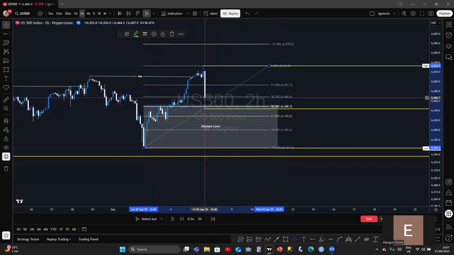But sometimes it might not go that deep if the momentum is high. That means if more buyers are in the market, it can just come and test this 23.60. This 23.60 is what we call a continuation level. It will just come back a little, come down to this point.